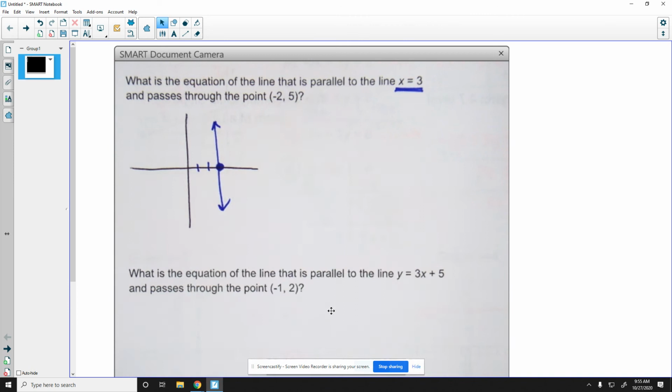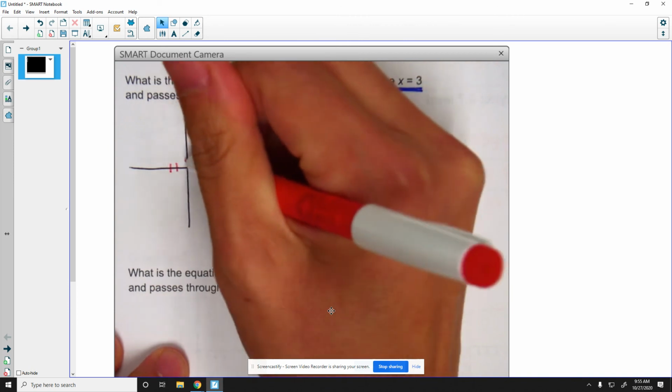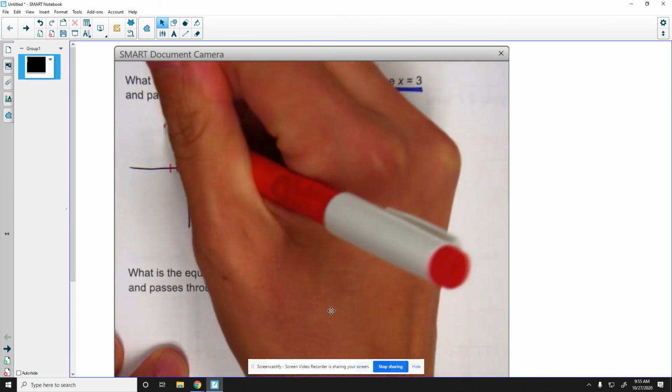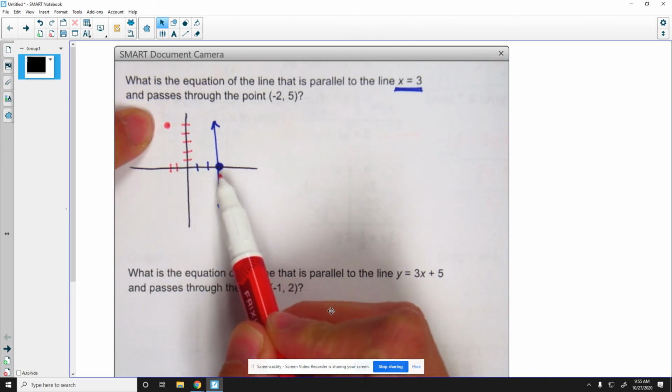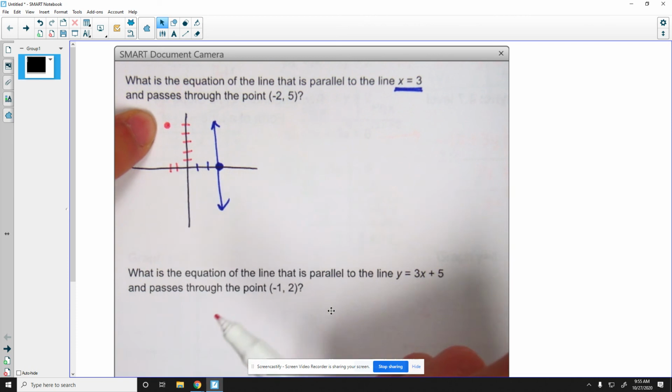Okay, so now they're saying, I want a line parallel to this, but it has to go through this point. So it has to go through -2, 5. Let's sketch that out. -2, 5 is right here. I want a line parallel to the blue one, but it has to go through that point.